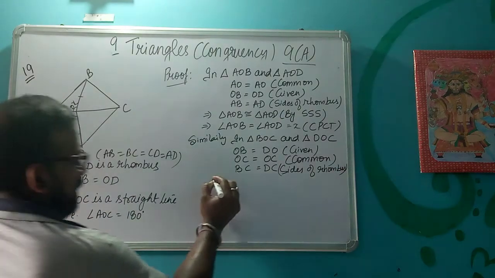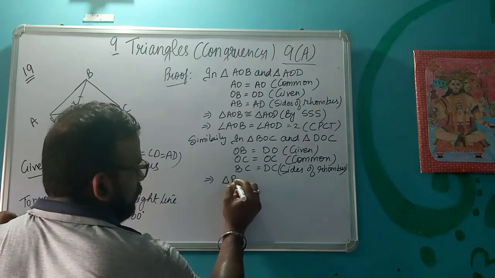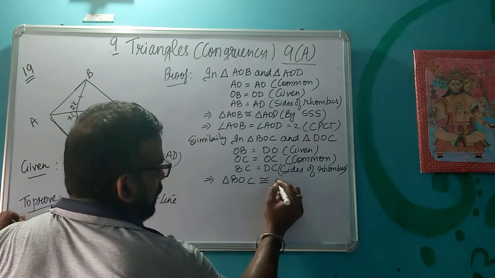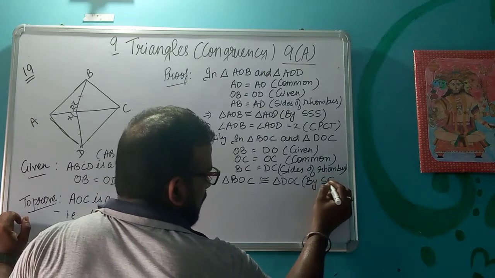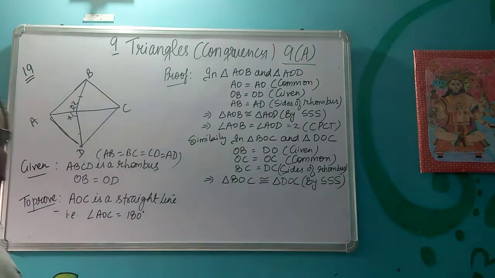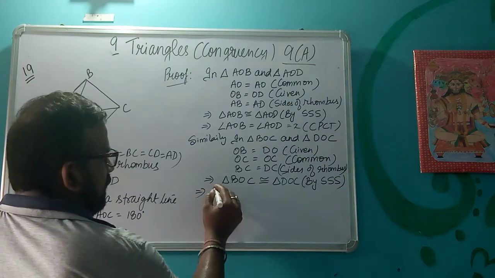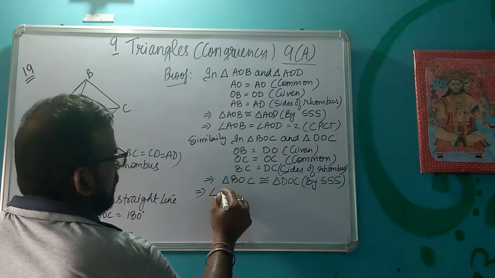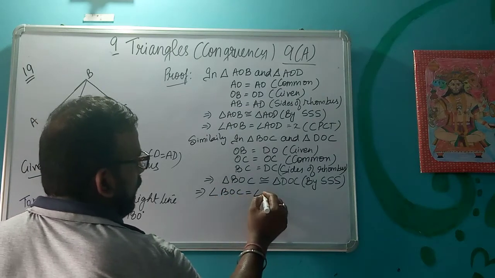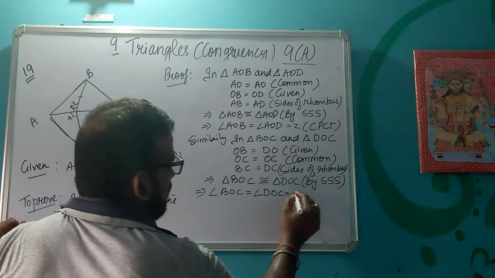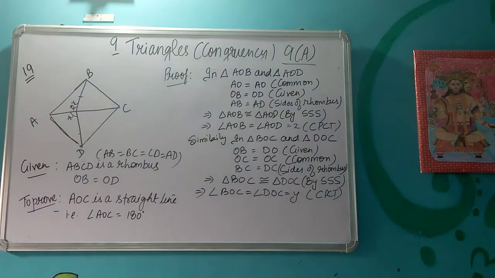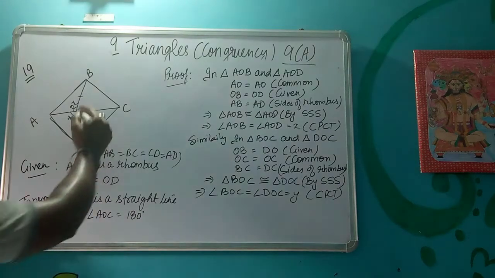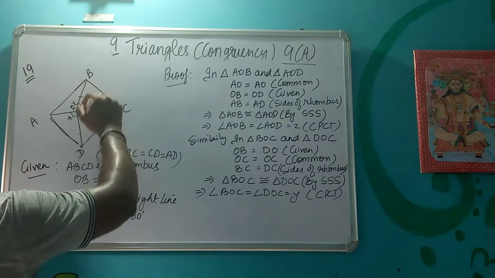So again we can say that triangle BOC is congruent to triangle DOC by SSS criteria. So again I will take two more angles, angle BOC equals angle DOC, and these two angles will be equal by CPCT. I have taken these two angles as y.